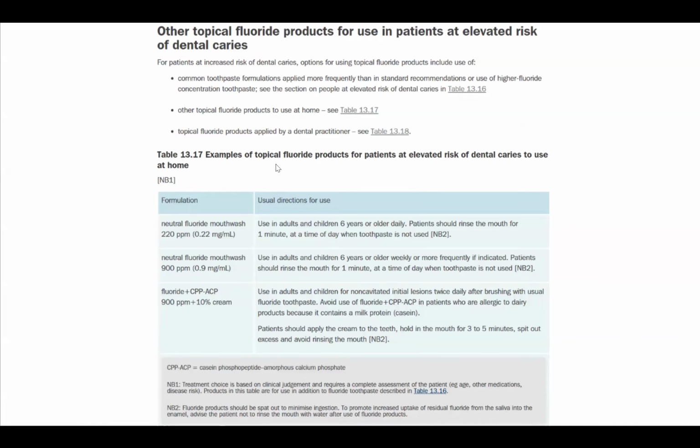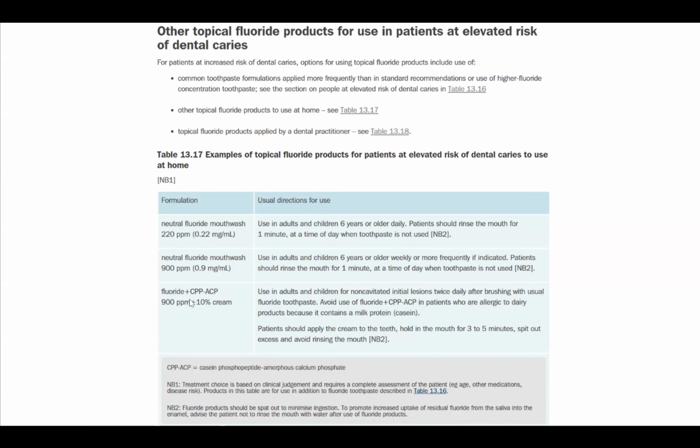Examples of topical fluoride to use at home. This is something that you can use at home. You can use a mouthwash, but only if the child is more than 6 years of age. Rinse for 1 minute any time of the day, or when the toothpaste is not used. And this is the concentration. These are two concentrations that they've given.